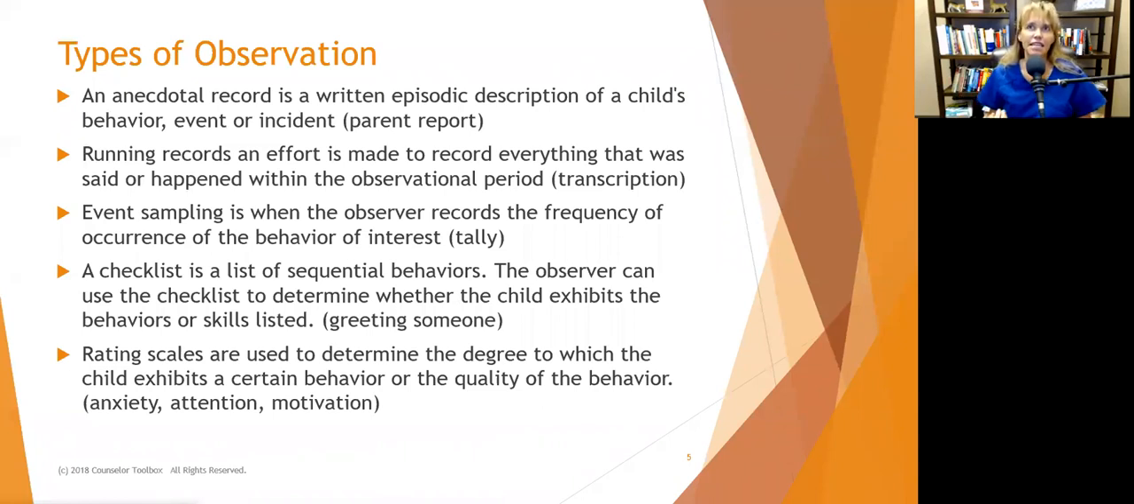Event sampling is when the observer records the frequency of the occurrence of the behavior of interest, so a tally. So how many times does Johnny get out of his seat? How many times does Johnny reach for the toy? Whatever it is, you can just kind of tally that. A checklist is a list of sequential behaviors, and we can use this to determine whether the child exhibits behaviors or skills listed, such as greeting somebody.